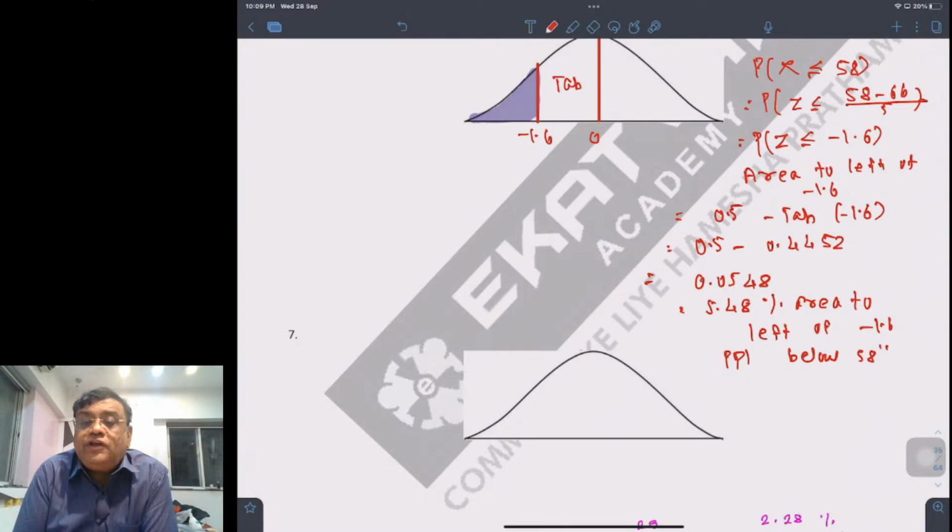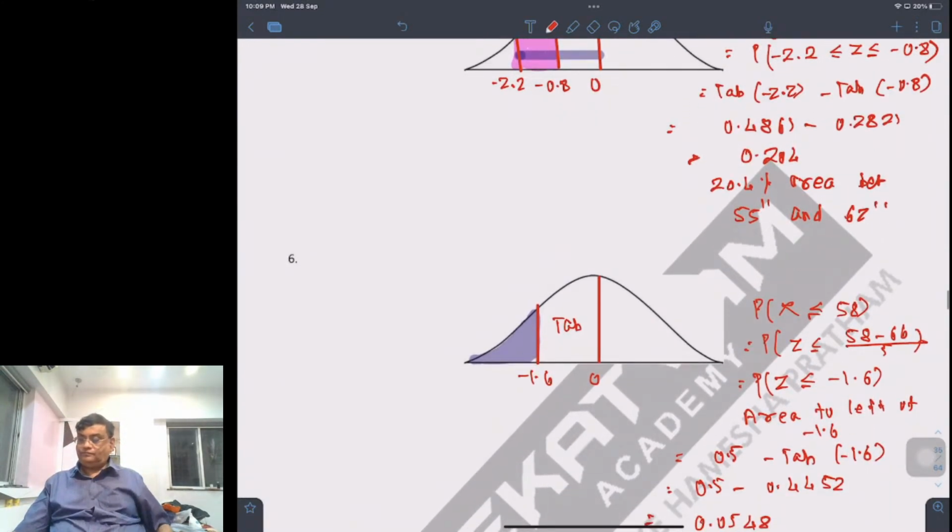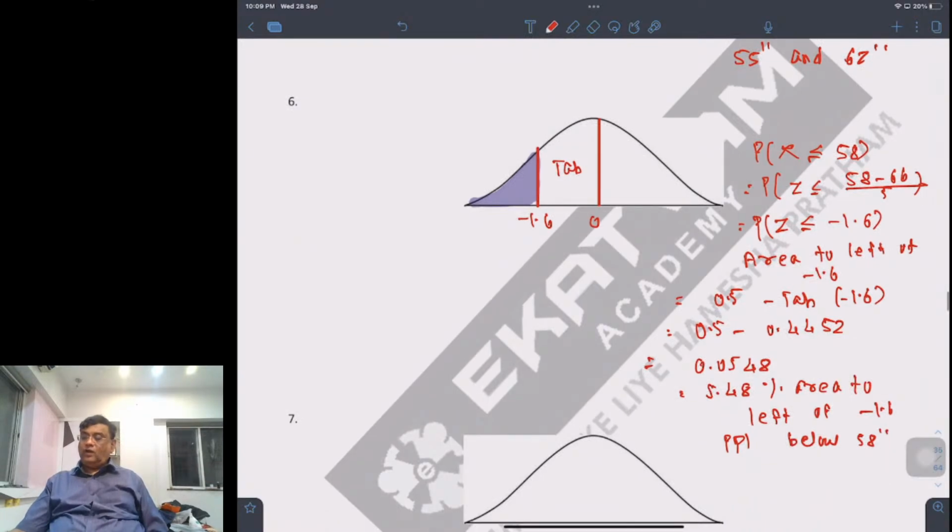ये x to z कन्वर्जन कैसे करना है वो आपको समझा है क्या? How do we convert x to z? Is that conversion clear? And if it is clear, I hope this is clear.